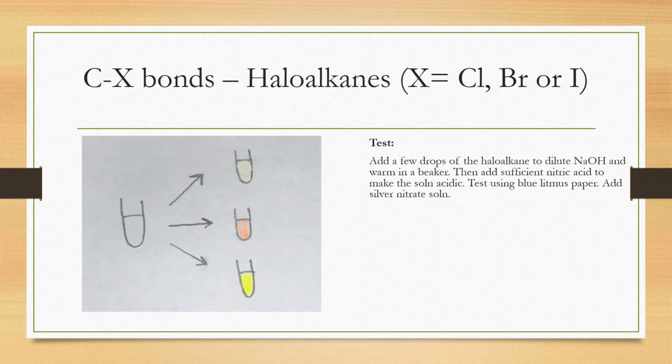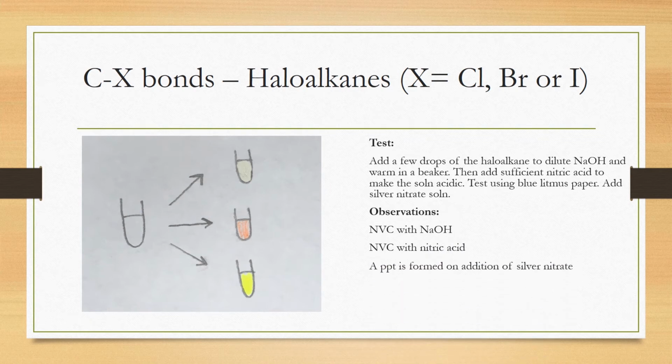There will be no visible change with the sodium hydroxide or the acid. However, if a C–X bond is present, a precipitate will form on addition of the silver nitrate. White precipitate indicates a carbon-chlorine bond. A cream precipitate indicates a carbon-bromine bond, and a yellow precipitate indicates a carbon-iodine bond.